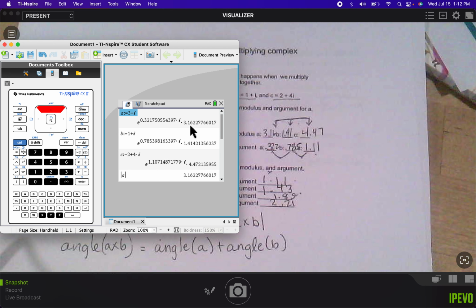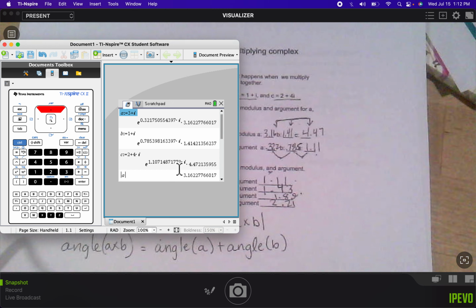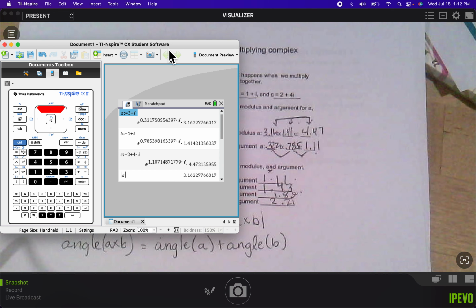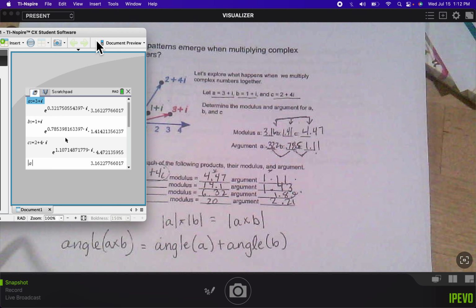It may give it to you in rectangular form. It may give it to you in this form. Either is okay. We just need it defined in our calculator. We'll look at this other form later. So A, B, and C are here on the paper, and we're going to be looking for the modulus and the argument for each one of these.